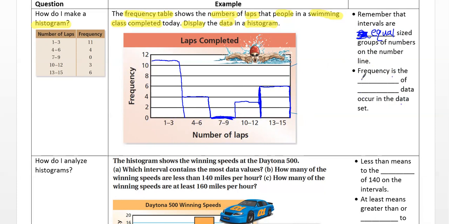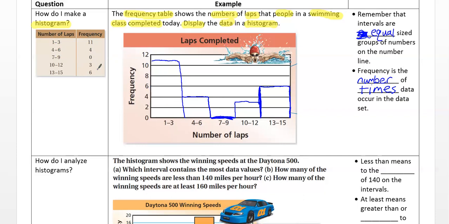Is the number of times data occur in the data set. So how many times did 1, 2, or 3 occur in the data set? A frequency of 11. How many times did 7, 8, or 9 occur in the data set? 0.